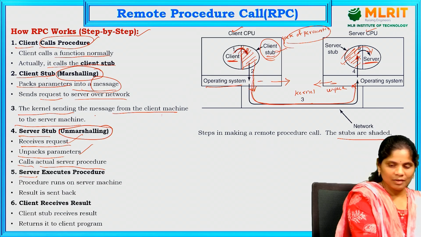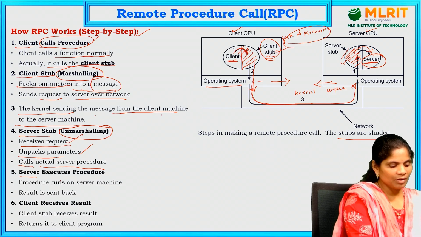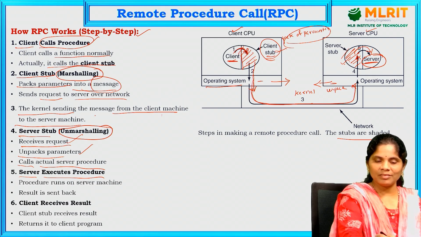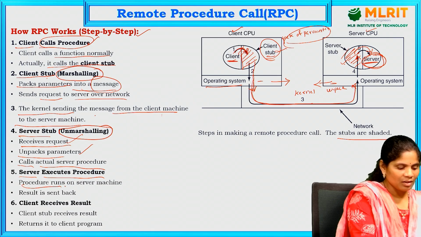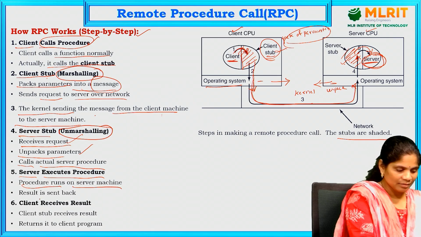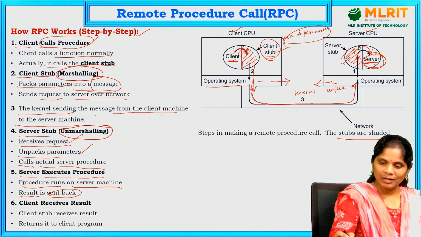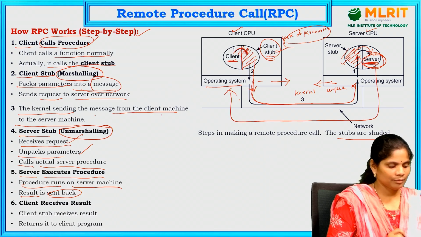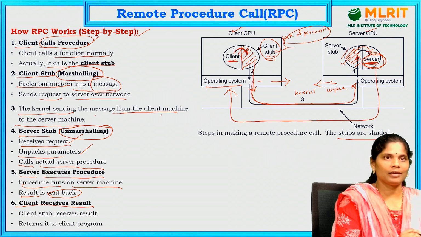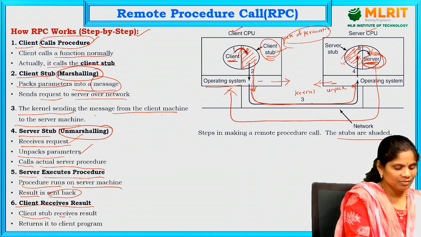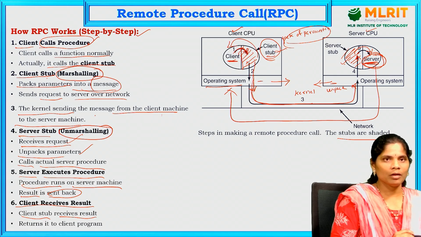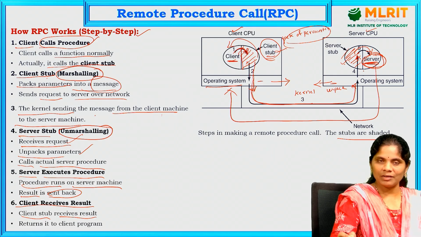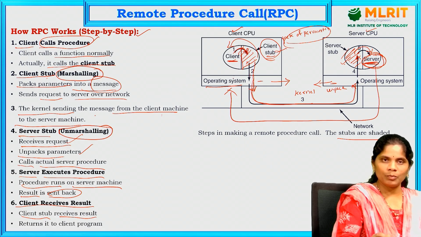And next the server work. Here is the server. The server is executing the procedure. Whatever procedure is sent by the client is executed by the server, and the procedure runs on the server machine. Next the result is sent back. The result after the procedure is received by the client, first by the client stub, then it goes to the client. In the same way the request was sent, the result is received by the client.